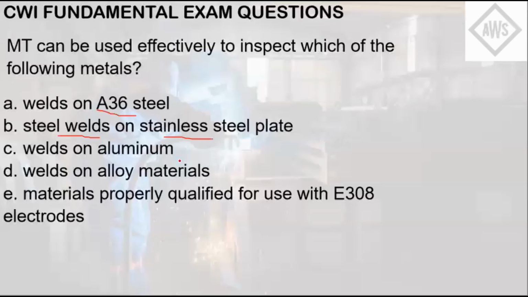That's why it's not rusting, right? MT will not be effective on inspecting defects or discontinuities in aluminum. Alloy materials here are a little bit vague, but the rule of thumb is that the material must contain iron for MT to work properly. The last choice is that the E308 electrode is for low carbon material specification. This electrode is for low carbon steels, and this does not relate to the question being asked. So the answer here is letter A, since MT will work effectively on ferrous metals, and A36 is a ferrous metal containing iron.